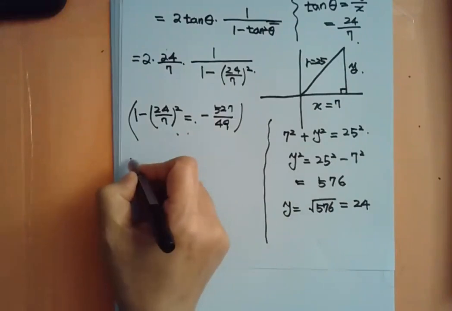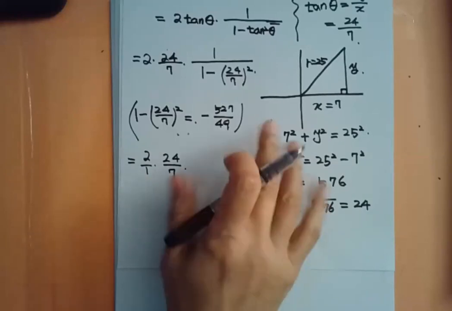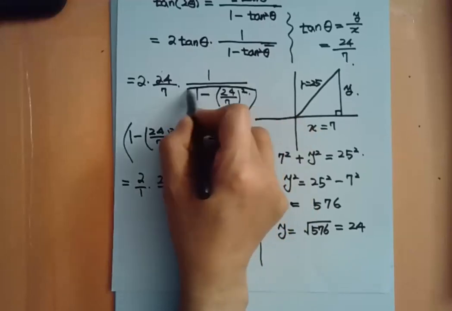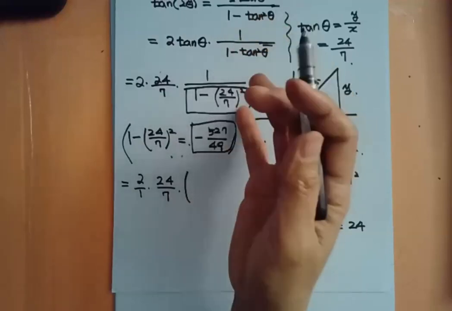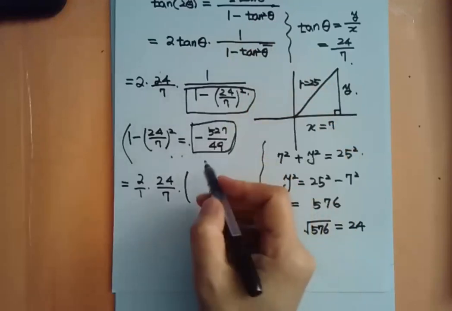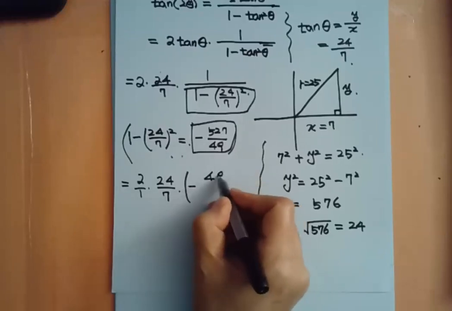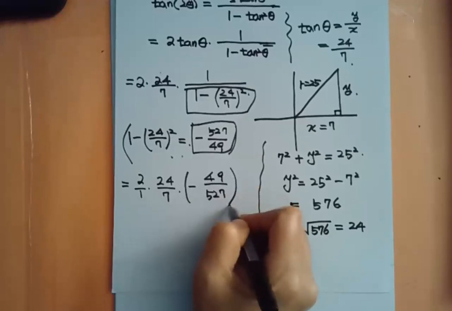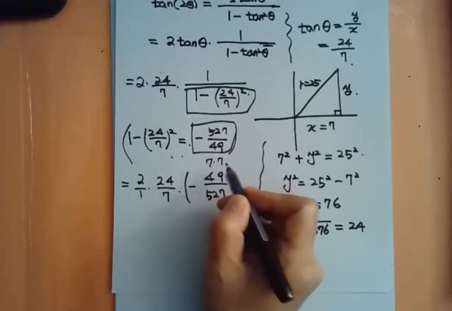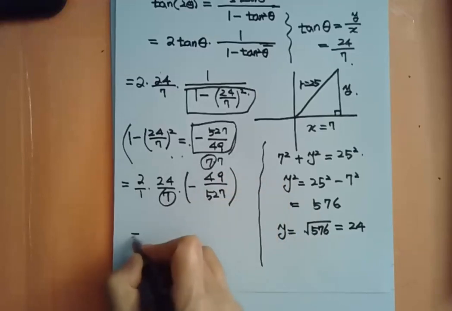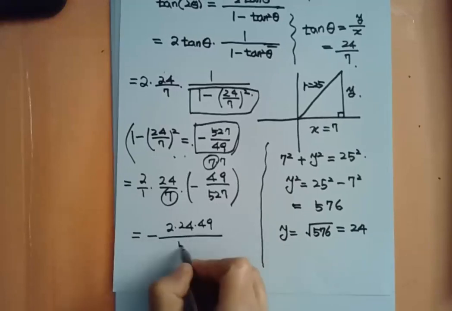So what's going on here is 2 can be written as 2 over 1 times 24 over 7. And this is the denominator. We think about 1 over the denominator, and so that is a reciprocal of this. So instead of 527 over 49, we write minus 49 over 527. Of course, 7 times 7 makes 49, and so those two cancel each other. And so we are getting minus 2 times 24 times 49 over 527.